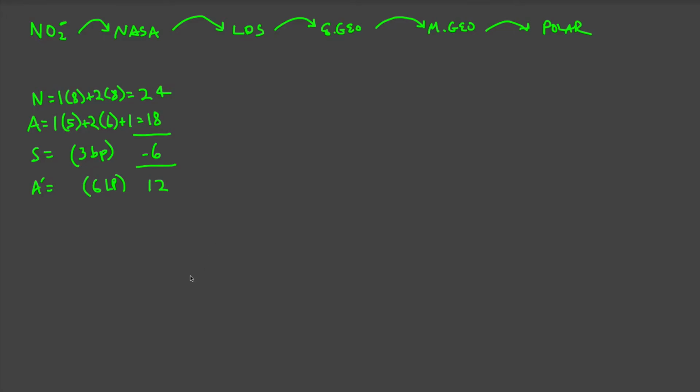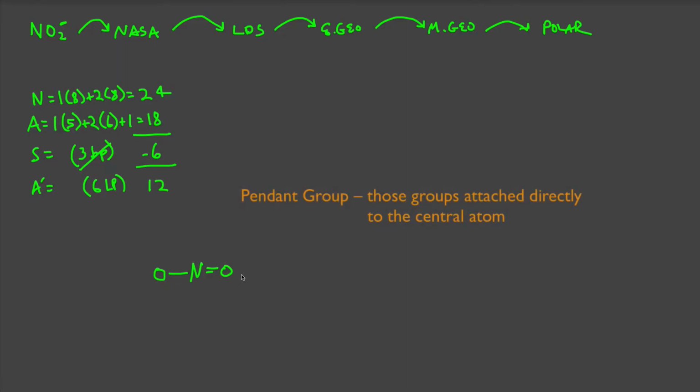We see that nitrogen is going to be our central atom. Single bond that oxygen. And now let's place our 3 bonding pairs. We have 2. Let's now place a 3rd one. And let's place our 6 lone pairs. Remember, place them on the pendant group or outer groups first. And anything that's left over, we're going to place on the central atom.